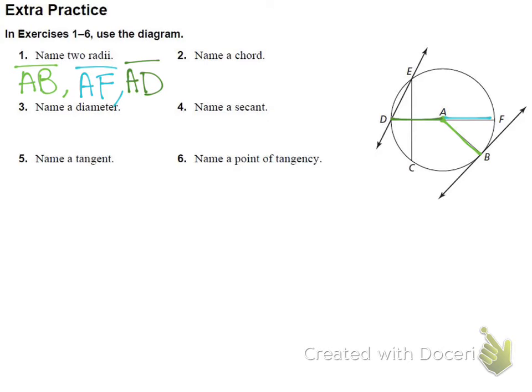Now we're going to name a chord. We're actually going to name all of the chords. A chord goes from where to where? Edge to edge. So, what are we thinking? ED. It is a segment, so you just put a straight line above it. We got ED. What else do we have? It's the same thing. EB. EC. EB isn't a line. DF is correct. Is the last one.